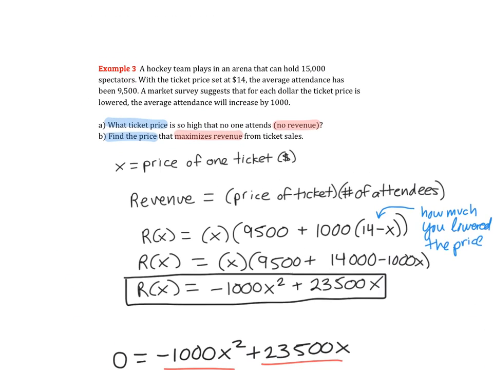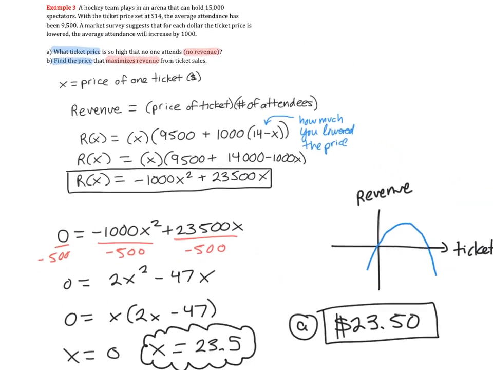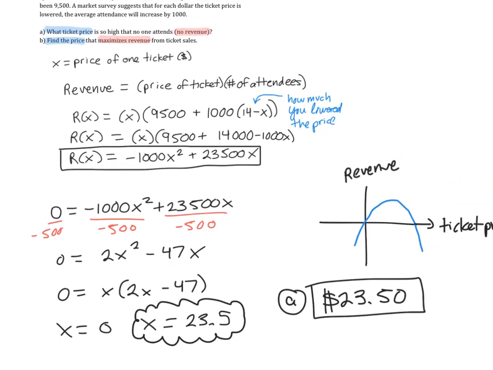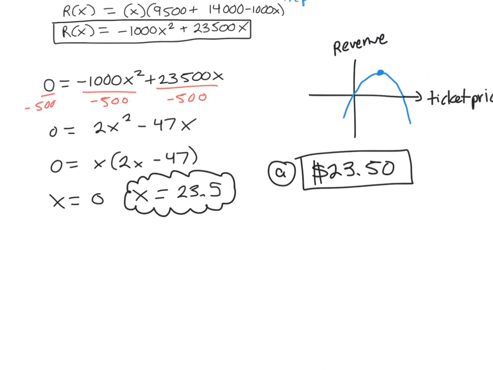Now, if you look at what they're asking in Part B, they say find the price that maximizes revenue from ticket sales. So again, let's look at the model that we just drew. We know that anytime you see the word minimum or maximum, we're going to be working with the vertex. So if they say find the price that maximizes the revenue, we know that they're actually asking us to find the x value of the vertex. So B is to find the x value of the vertex, because again, they want the price that maximizes the revenue.